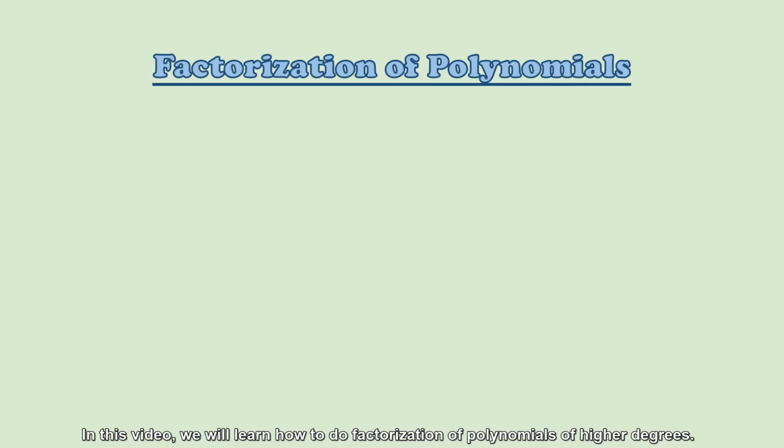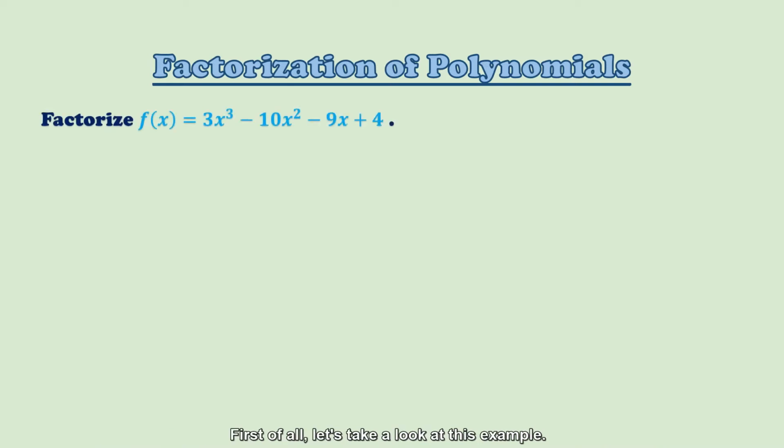In this video, we'll learn how to do factorization of polynomials of higher degrees. First of all, let's take a look at this example. Suppose now we want to factorize 3x to the power 3 minus 10x squared minus 9x plus 4. In order to factorize this polynomial f(x), first of all we should find a factor of f(x).